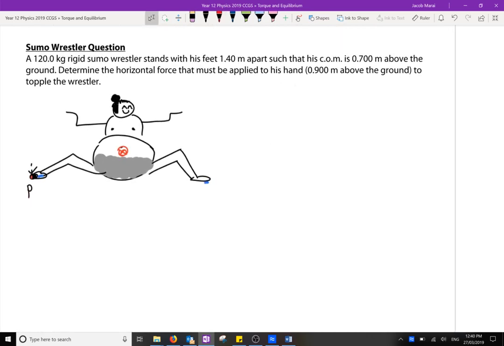We've got 5 minutes left. Happy Sumo. The rigid sumo.